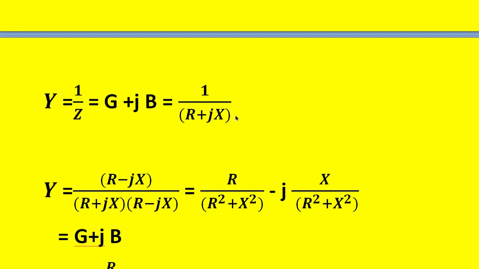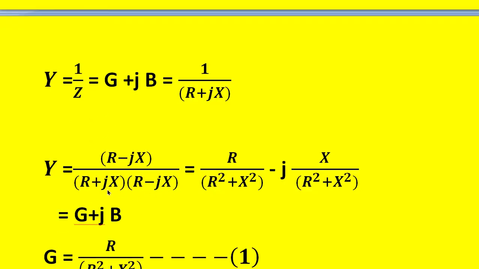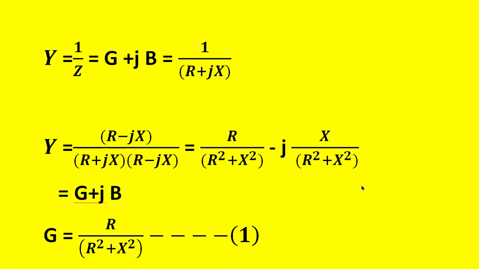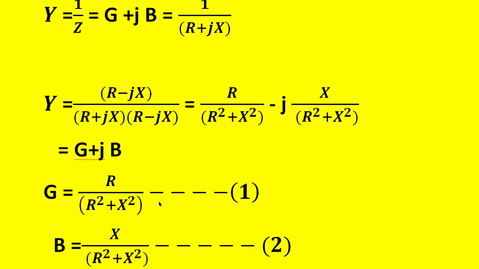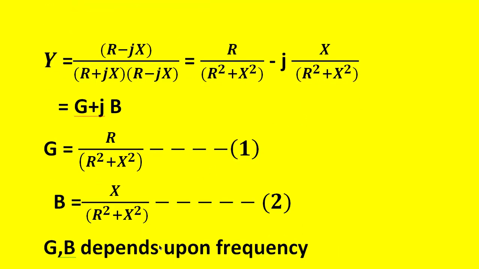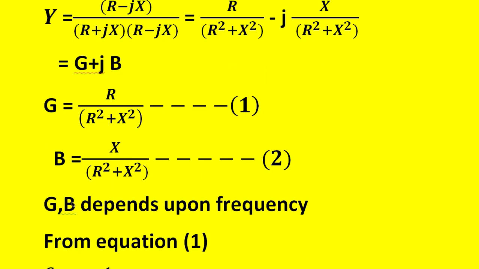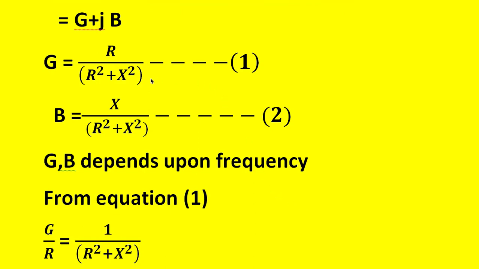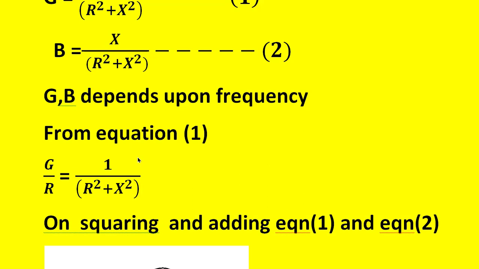Multiplying both numerator and denominator with R minus jX, we get R minus jX divided by R plus jX into R minus jX. Once we simplify it and separate the real part and the imaginary part, we get R by R square plus X square minus j into X divided by R square plus X square. This we can further write as G plus jB, where conductance G is equal to R divided by R square plus X square. Similarly, susceptance B is equal to X divided by R square plus X square. We say this is equation 2 and this is equation 1. If you look at this, R is anyhow constant, whereas G and B depend upon the supply frequency. From equation 1, we can write G by R is equal to 1 by R square plus X square.